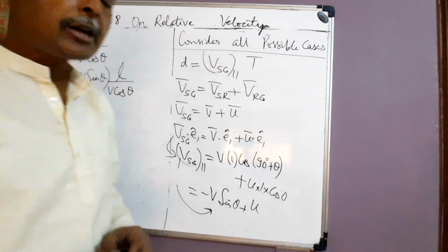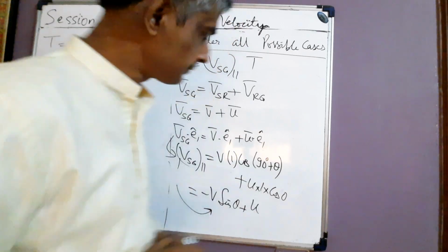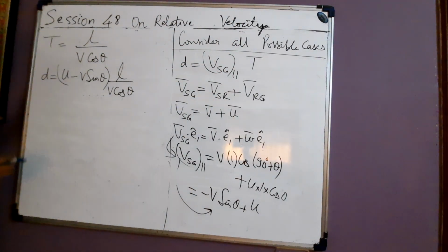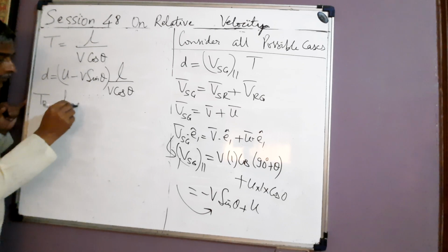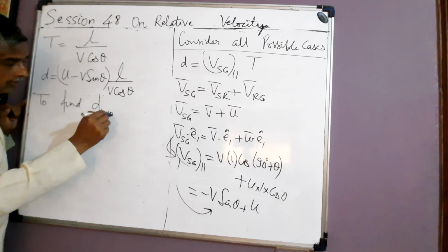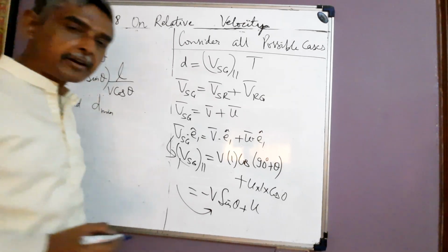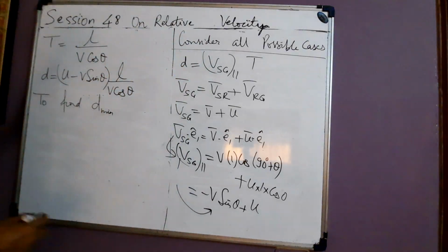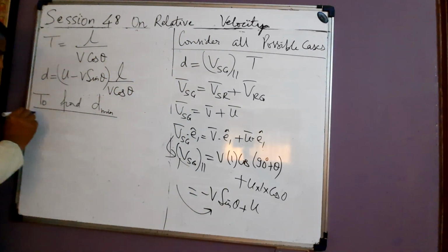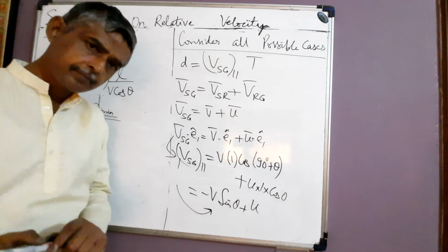Okay. Now we have been asked to find the expression for minimum drift. Now see, to minimize D, to find D minimum, the minimum drift of the swimmer while crossing the river. Now see, before finding D minimum, it's a matter of everyday observation.